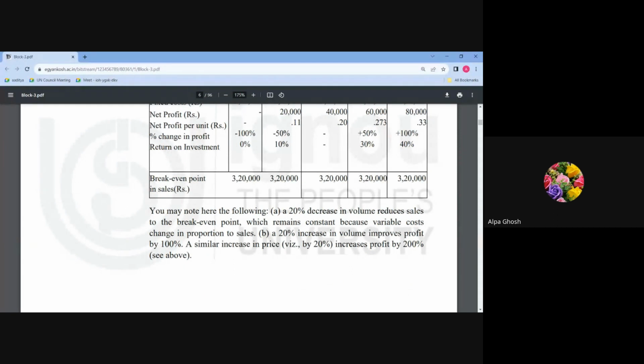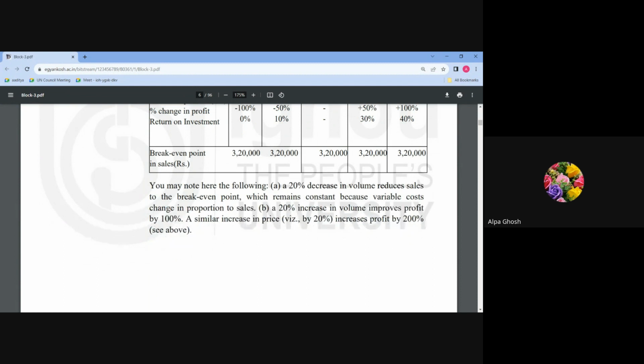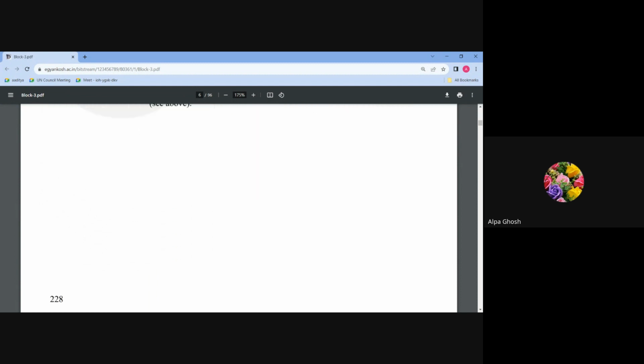Just read this explanation. A 20% decrease in volume reduces the sales to a break-even point where it is constant, because variable costs change in proportion to sales. In the second case, a 20% increase in volume improves the profit by 100%. And if we go similarly with an increase by 20, then also we can see that the profit increases.